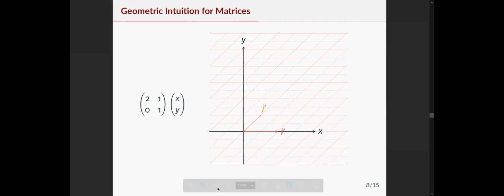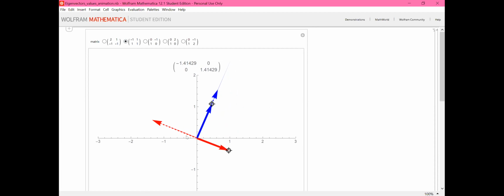These vectors are scaled up or down. In this case, this one is scaled by a negative number because it's flipped, and this one is scaled by a positive number because it's stretched out a bit. So let's see another example. For the matrix [-1, 1; 1, 1], you have this eigenvector and this one. Same here, it's scaled by a negative number, a positive number. The scale is the eigenvalue, but we'll talk more about that later.